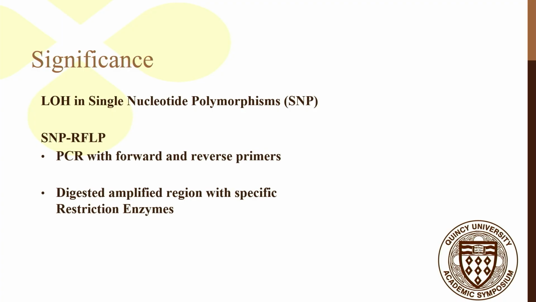We use restriction enzymes, which are molecular scissors. We use restriction fragment length polymorphism, and we use PCR to amplify regions around the SNPs that contained a restriction enzyme site. We digested the amplified regions with the appropriate restriction enzymes to assess LOH. We amplified a piece of DNA bound by forward and reverse primers, and the regions were cut in 2 with these restriction enzymes.